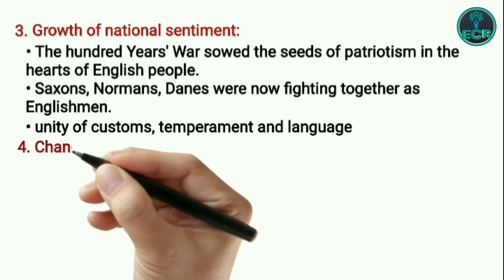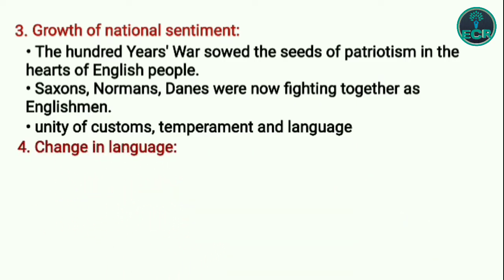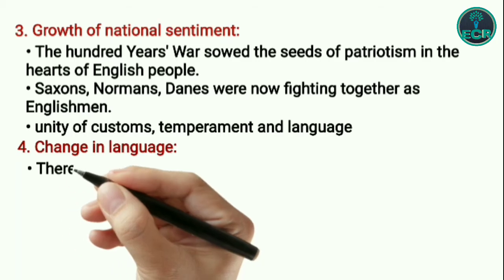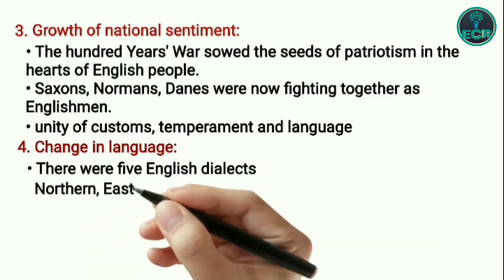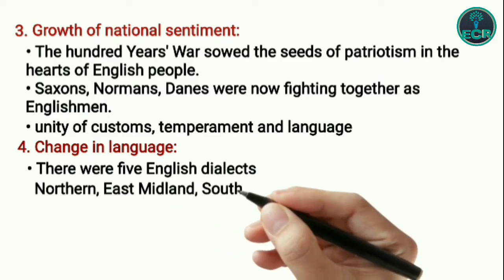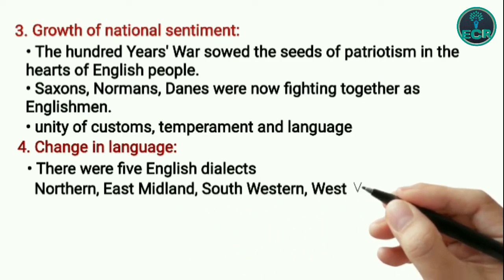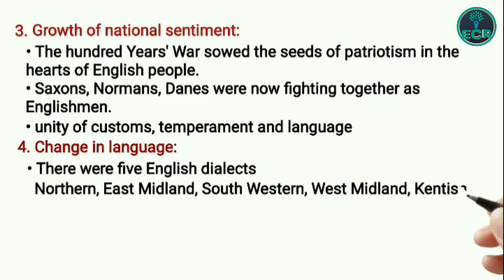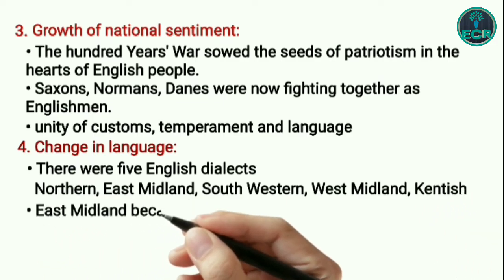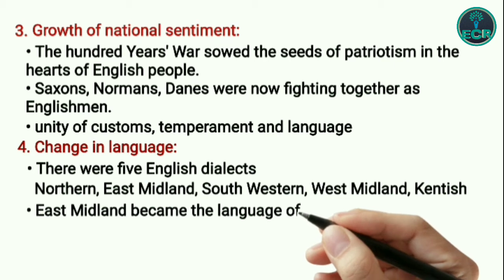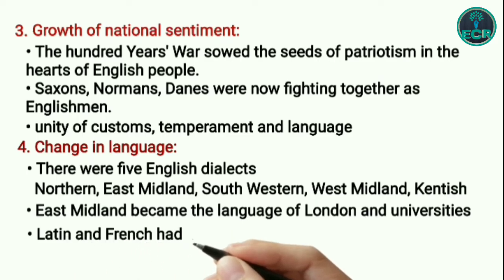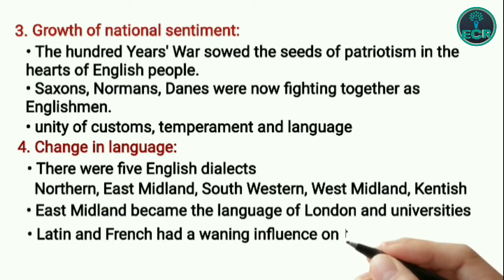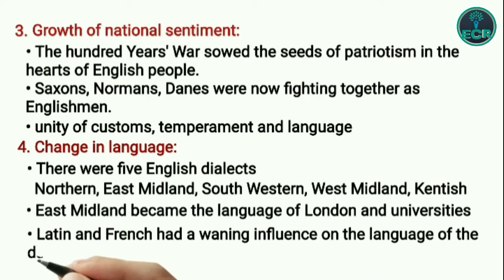Change was also seen in language. In Chaucer's time, there were five English dialects: Northern, East Midland, Southwestern, West Midland, and Kentish. Among them, East Midland became the language of London and universities. Latin and French had a waning influence on the language of the day.